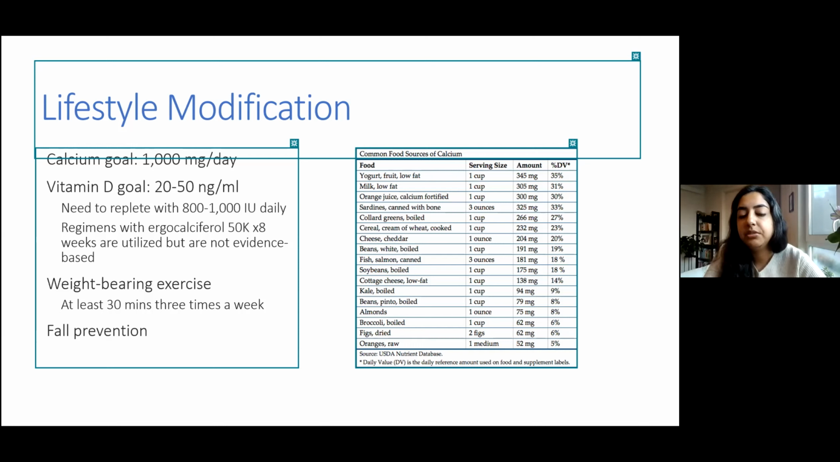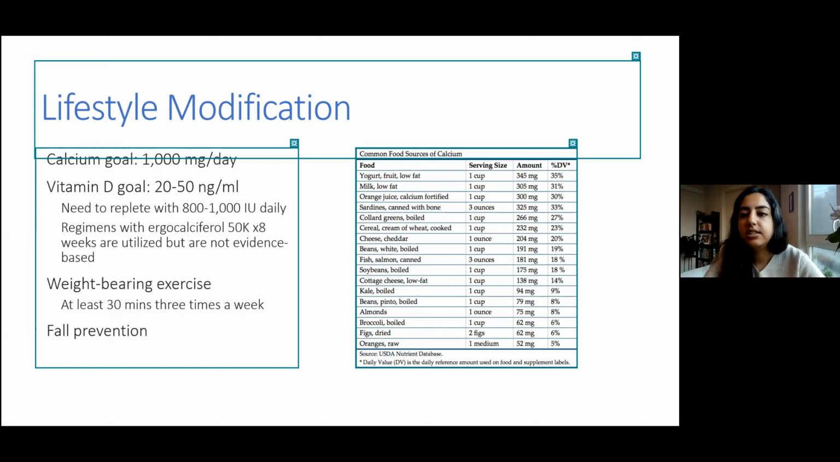In terms of vitamin D goals, your goal range is 20 to 50. A lot of people will overshoot this goal. A lot of patients will end up with vitamin D levels in the 60s, 80s, 100s. Hypervitaminosis D is a really common clinical entity with how prevalent supplements are now. There's evidence that shows if you overshoot this goal, hypervitaminosis D increases risk of fracture over time because you're over mineralizing the bone, which makes the bone too brittle. So you want to keep people at this sweet spot of 20 to 50. The way you do that is with a vitamin D supplement of 800 to 1,000 IUs daily.